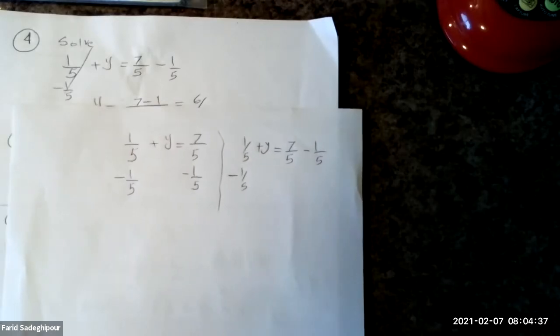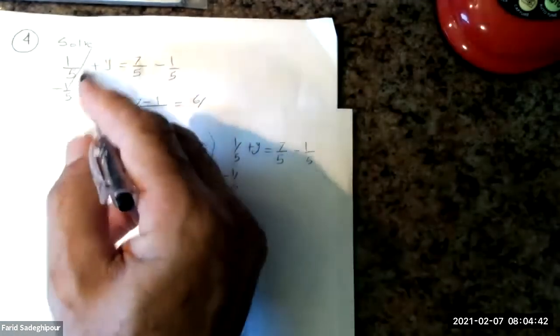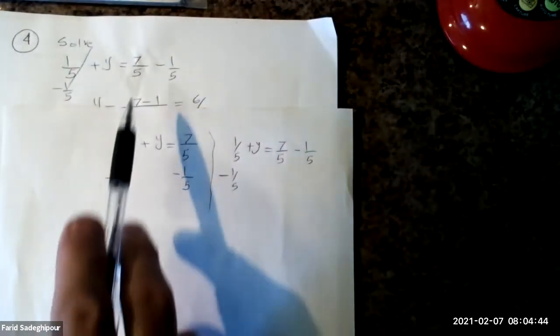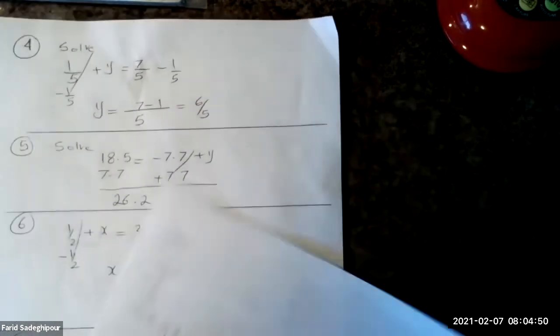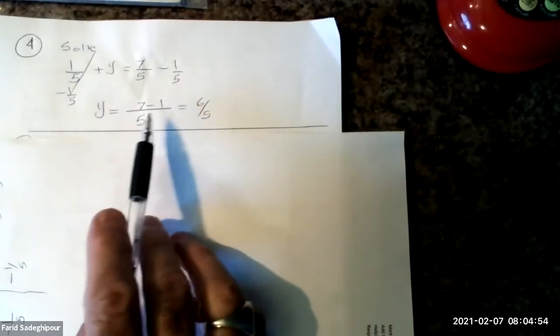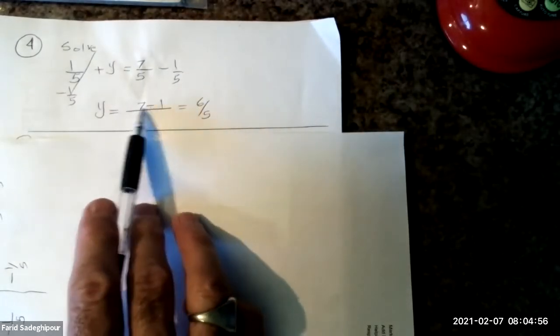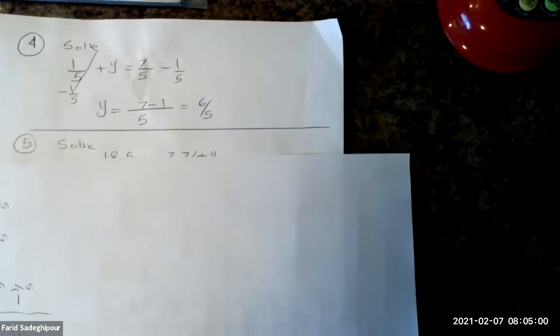So in that case, if you do it this way, these 2 cancel. Now I have 7 over 5 minus 1 over 5. If you have two fractions with the same denominator, you just write one denominator and subtract the numerator. So the answer is 6 over 5.